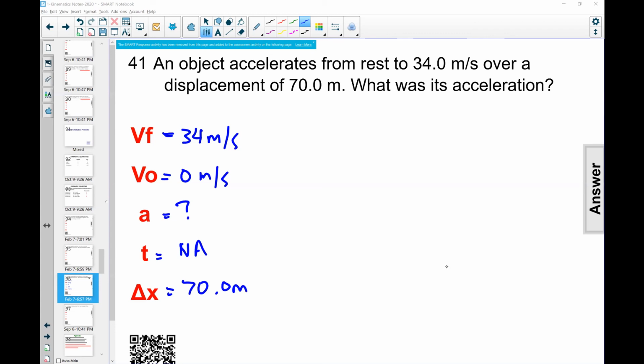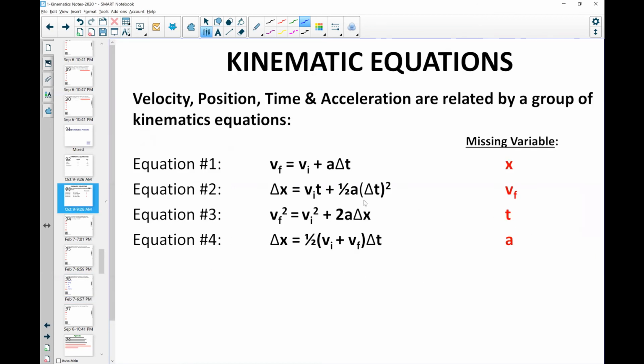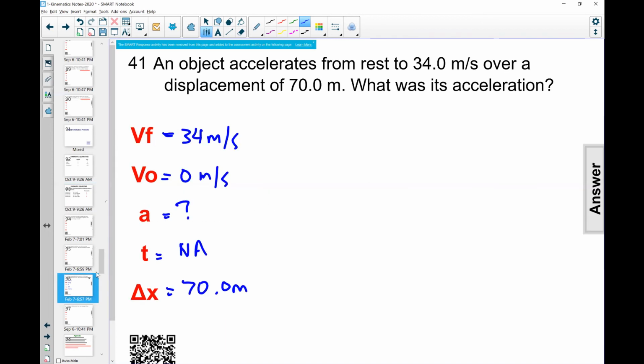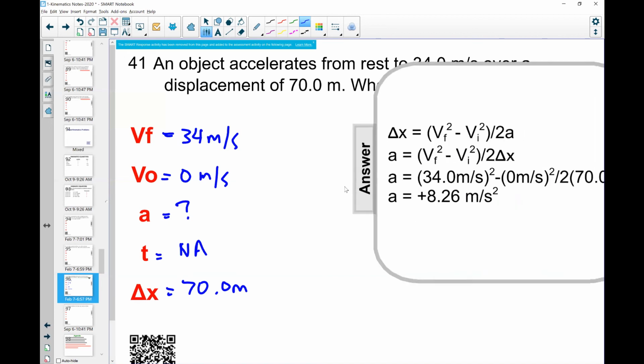Seeing a little more variety in our answers here, mostly coming up with 8.26. In our list of variables, we can see acceleration is what we're trying to find, and time is not mentioned at all. So the equation that ignores time is the third one. So that's probably where I want to start to see if it makes sense to use that one. And if I look at that third one, I know the final, I know the initial, I know the displacement, and I'm trying to find the acceleration. So that one seems like a good strategy to choose.